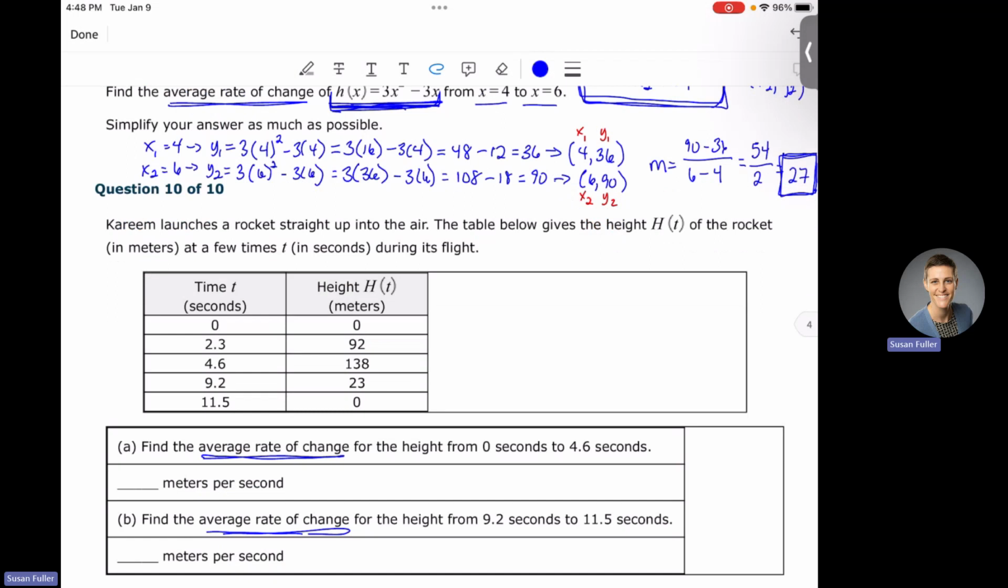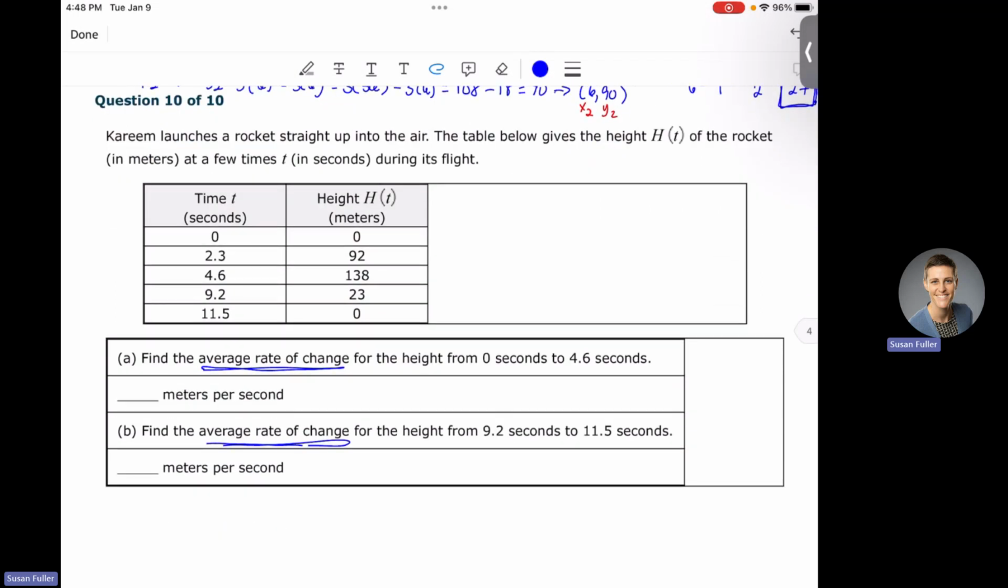All right, so now let's apply that idea to this next one. Kareem launches a rocket straight up into the air. This table tells us the height of the rocket in meters at a few times t in seconds during its flight. So this table is saying that at 0 seconds, it was 0 meters high, so it launched from the ground. 2.3 seconds into the flight, it was 92 meters high. 4.6 seconds into its flight, it was 138 meters high, so on and so forth.